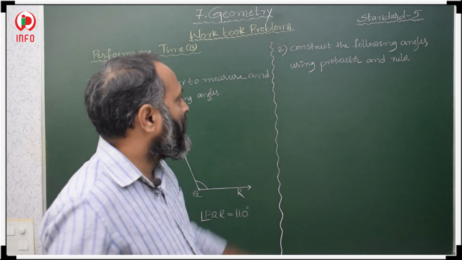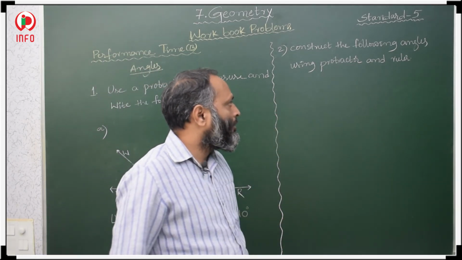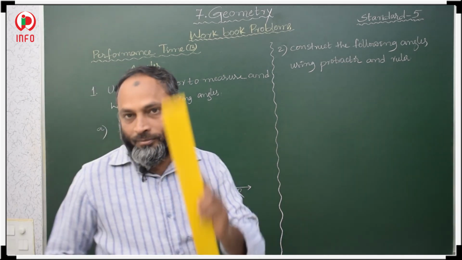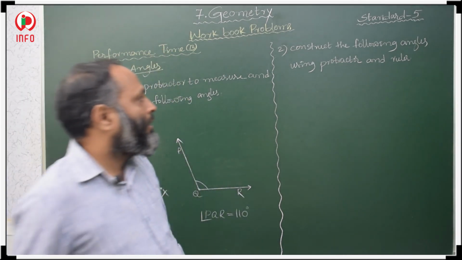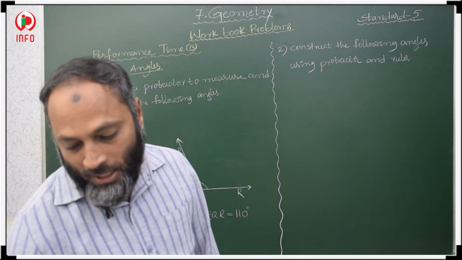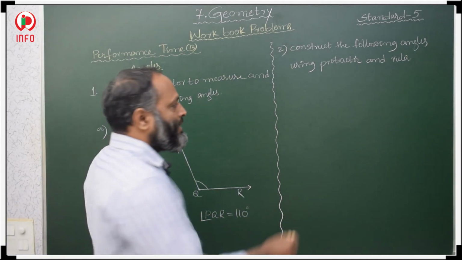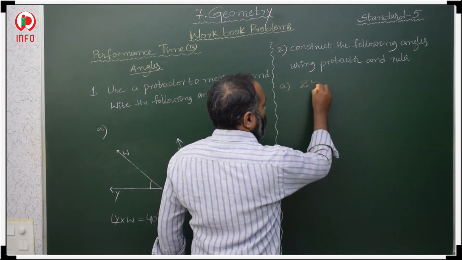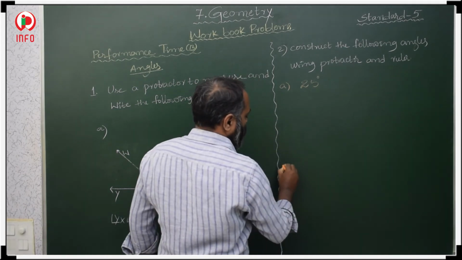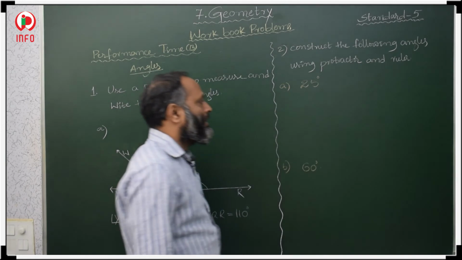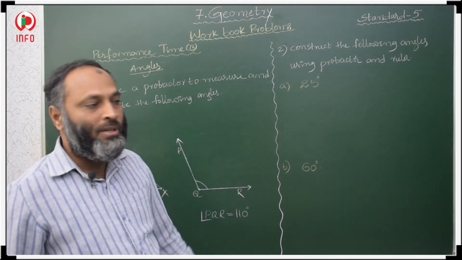In the next question, construct the following angles using a protractor and ruler. Protractor and ruler we have to use. So here the angles are given: 25 degrees and 60 degrees. The first one is 25 degrees, the second one is 60 degrees. These two angles we have to construct.